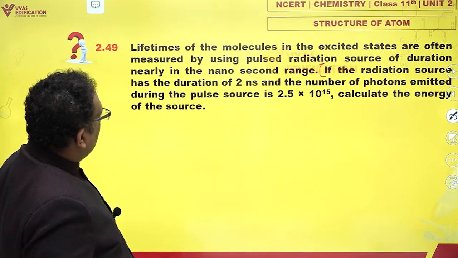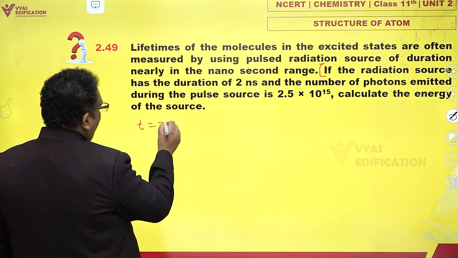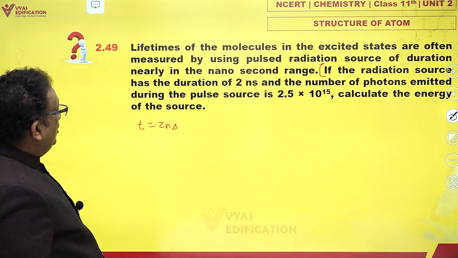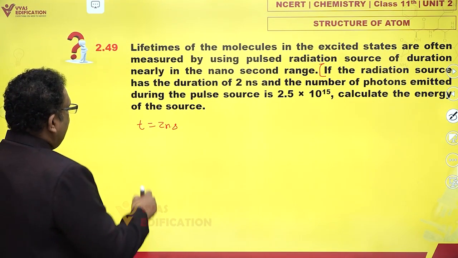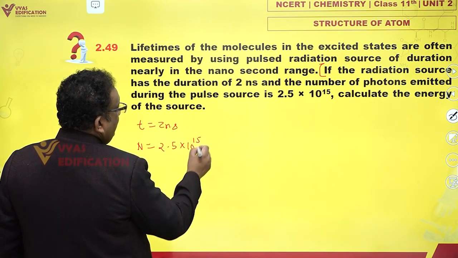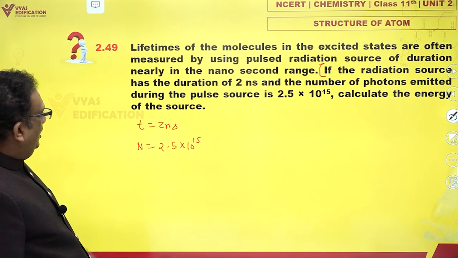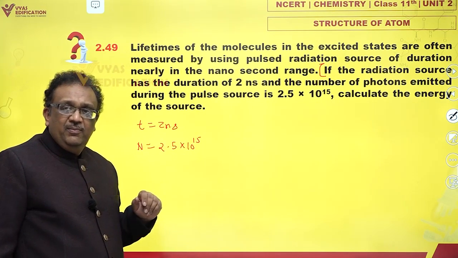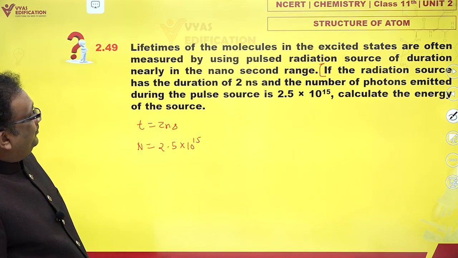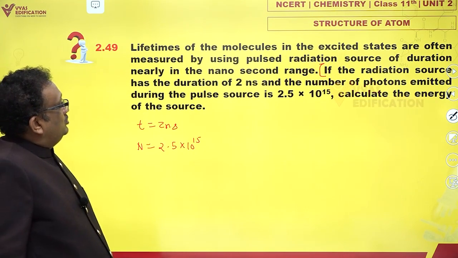If the radiation source has a duration of 2 nanoseconds, so there is a timing of 2 nanoseconds for which some radiation is being emitted, and the number of photons emitted during the pulse is 2.5 × 10^15, calculate the energy of the source. So many photons are being emitted in this duration. Now, I'm supposed to find the energy of the source.